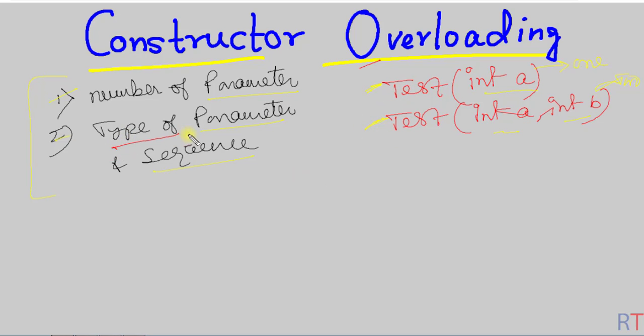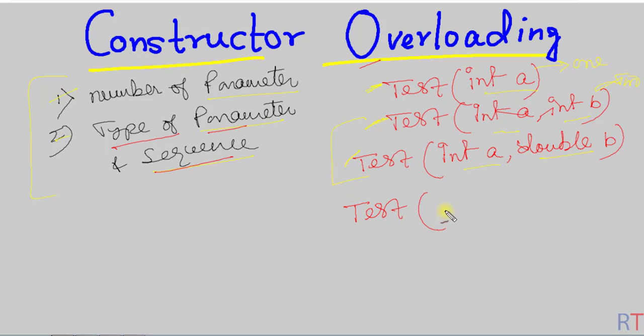Also we can change the type of parameter, like we can create another constructor where the first parameter is integer but the second parameter is double, like integer a and double b. In this case we are changing the data type to overload the constructor. Similarly we can change the sequence of their occurrence to overload the constructor, like we can create another constructor where we change the sequence of the parameters, like it can take double a and integer b. So in this case we are changing the sequence of the parameters to overload the constructor.